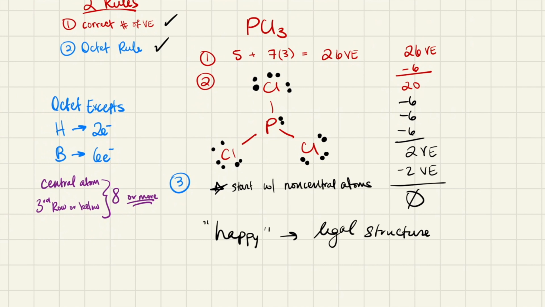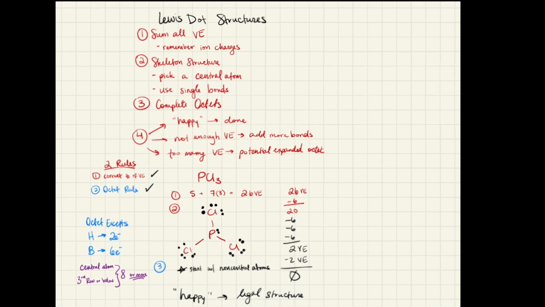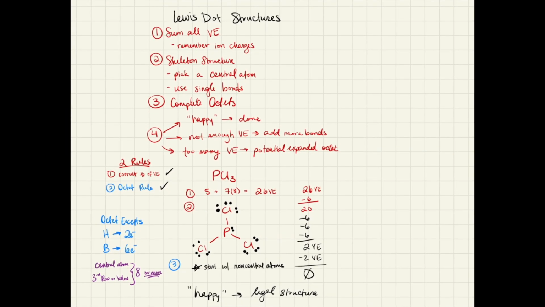There are other situations in which we'll go into what happens when things sort of go awry, and I'll try to do that in a future video. But here, in general, is how we're going to do a Lewis dot structure.